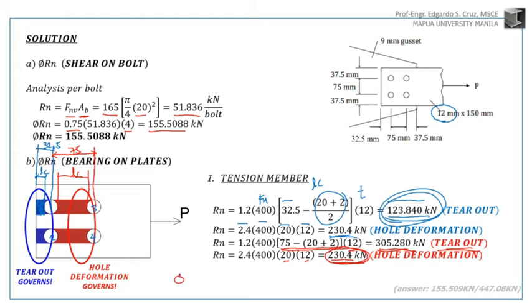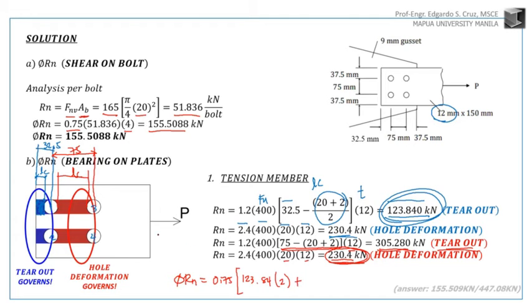So therefore, what would be the design strength for the tension member? So that would be sa holes 1 and 2. Teka, yung phi muna is 0.75. Ano yung Rn sa holes 1 and 2? Diba, yung 123 ang nag-govern. 123.84 times 2 kasi bolts na 1 and 2, times 2.